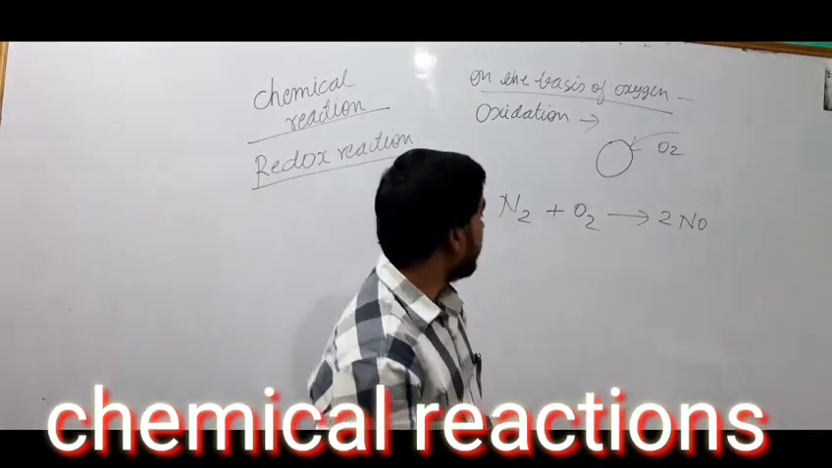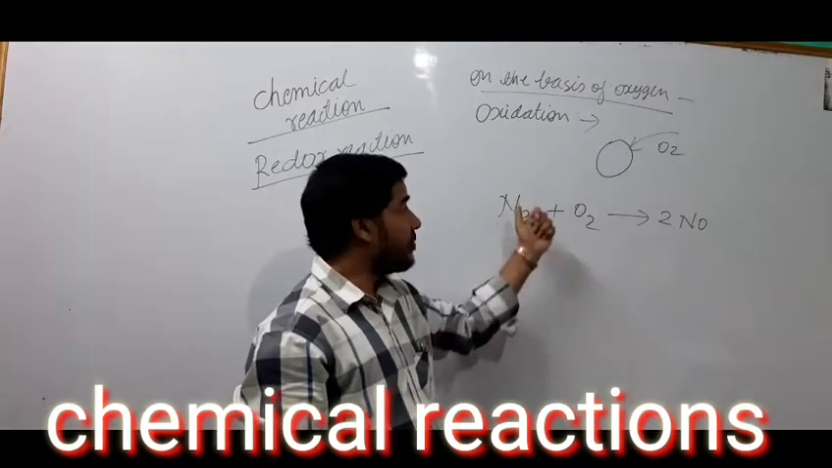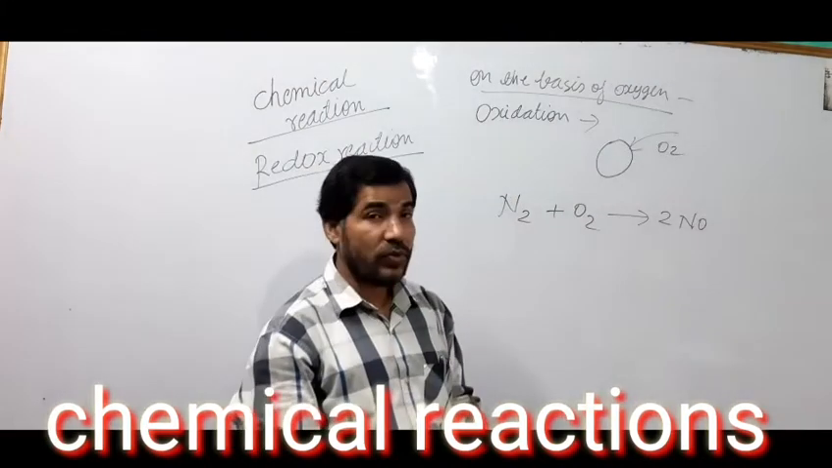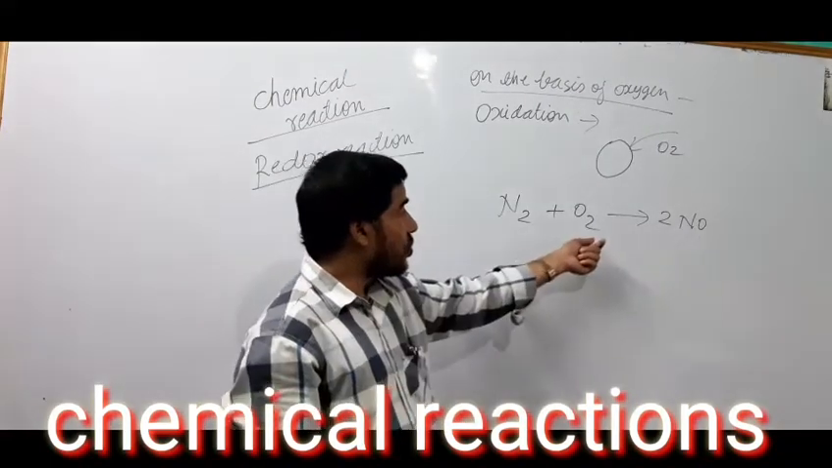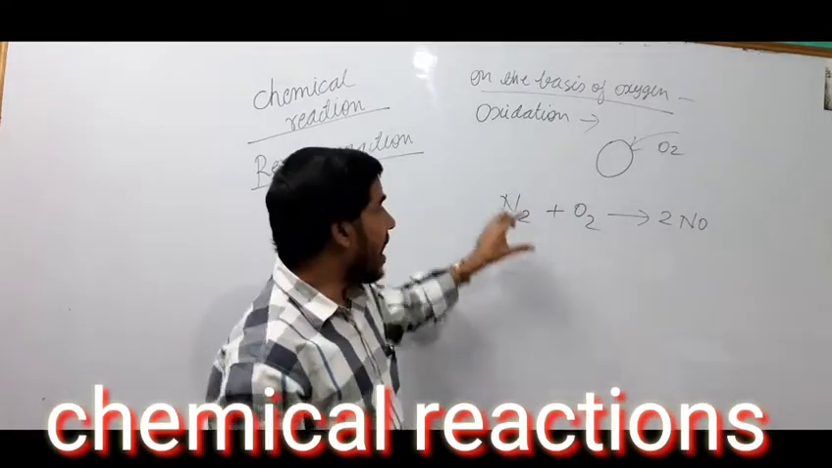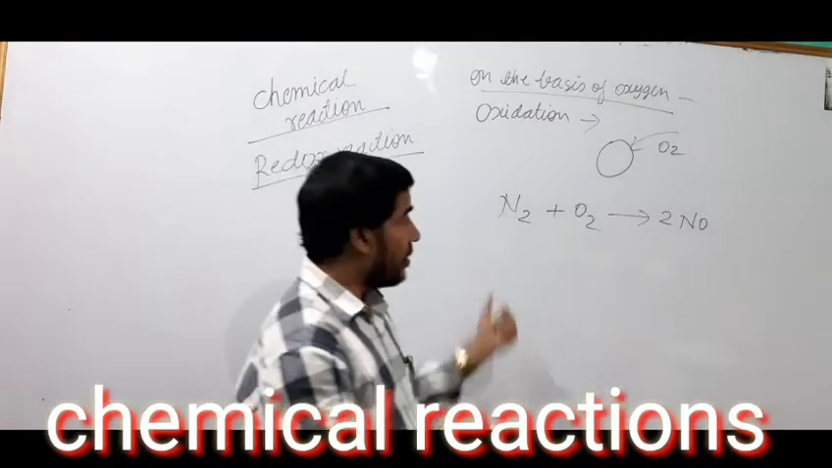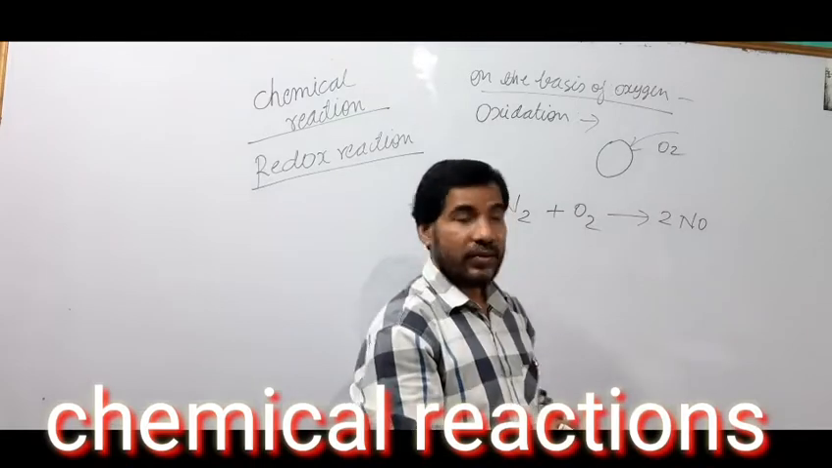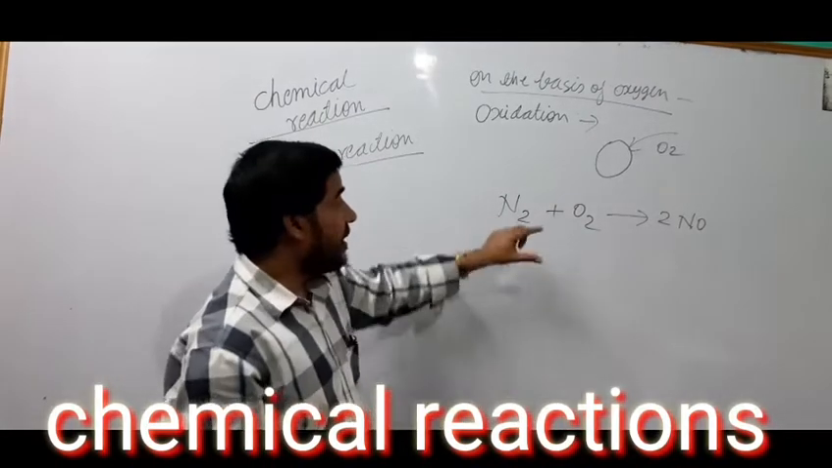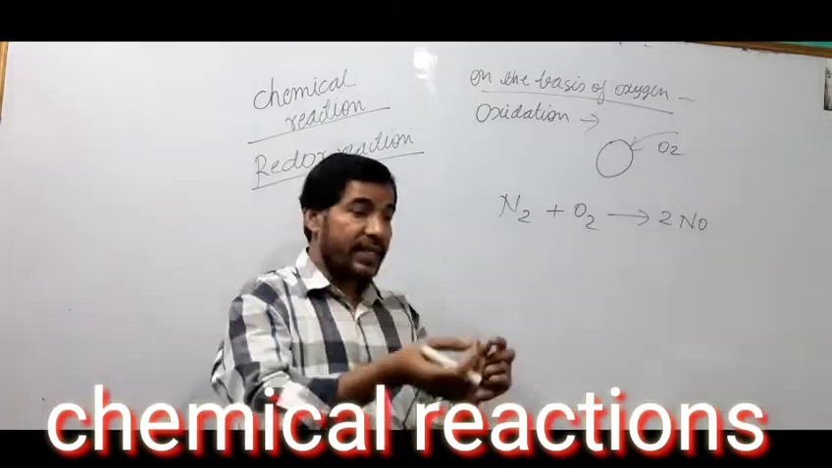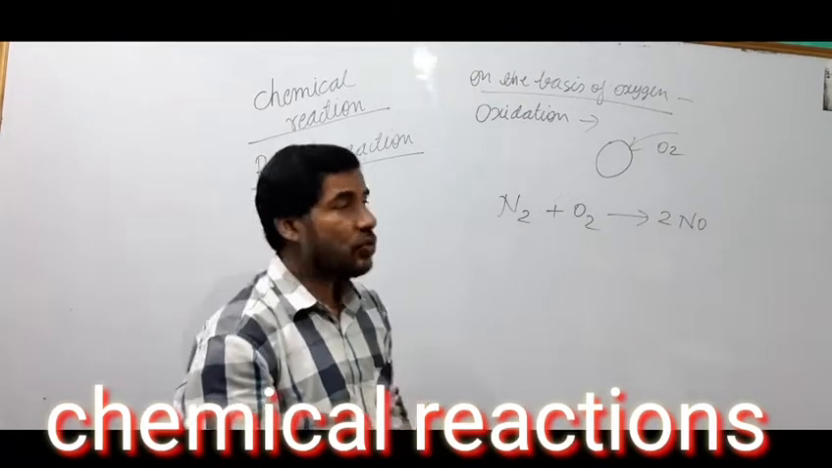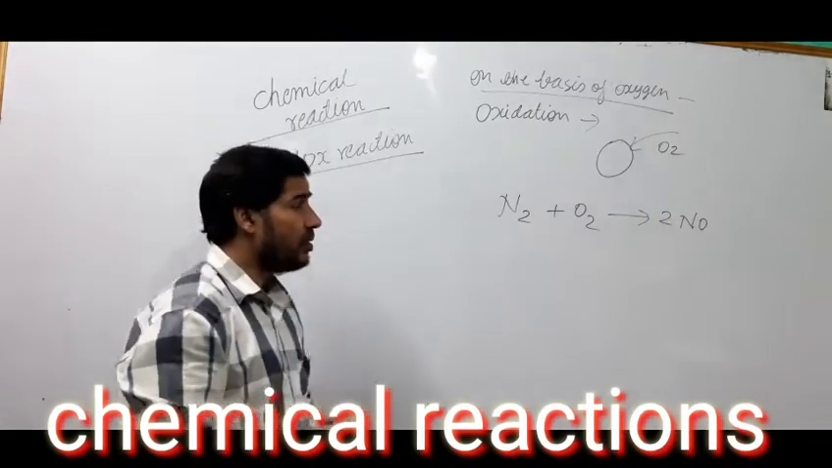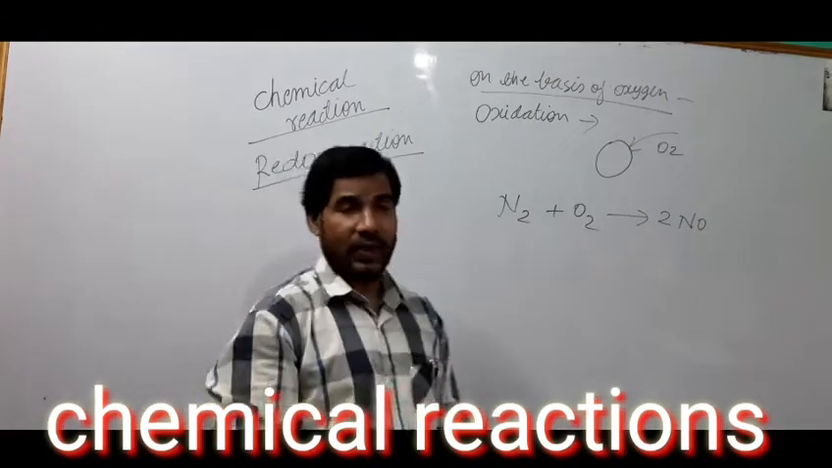You are seeing here addition of oxygen takes place in this reaction. In nitrogen, addition of oxygen takes place. How will you say this? Towards the reactant side nitrogen is alone, but towards the product side nitrogen is present with oxygen. So since in this reaction addition of oxygen takes place in nitrogen, it will be called oxidation reaction. Now we will take another example.